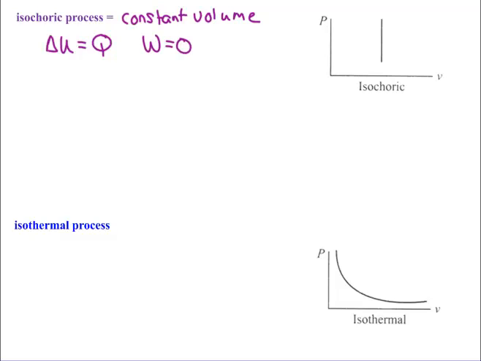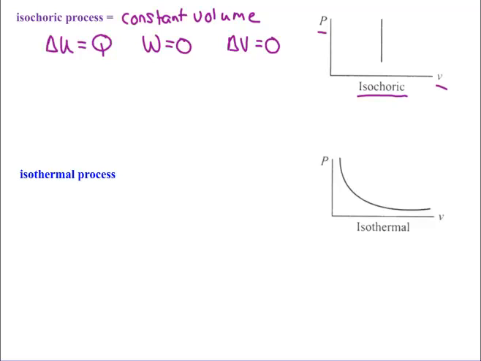Why does work equal 0? Well, if delta V equals 0, work is P delta V, so no volume change means no work. No work means that the internal energy change is due to any heat added or removed. The graph for something like this is going to look like the one shown. So pressure here, volume here, constant volume means I have a vertical line. So again, constant volume is an isochoric process.